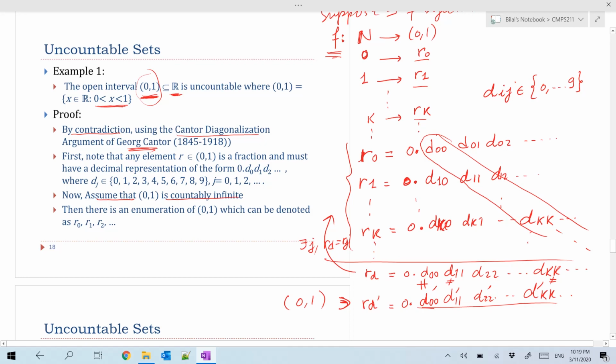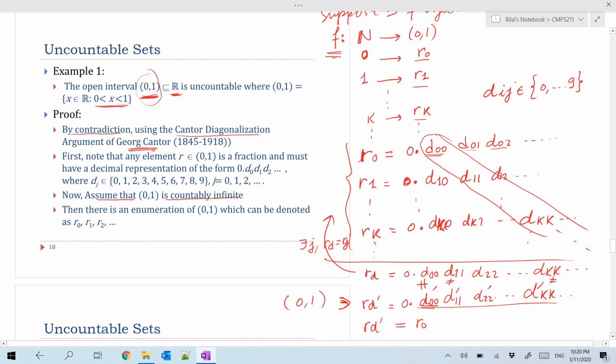Why? Because let's think about it. Can it be the case that Rd prime is equal to R0? Well, I don't think so, because even if d prime 1,1 happens to be perfectly equal to d0,1, d prime 2,2 happens to be equal to this digit, and so on and so forth, nevertheless, I made sure, absolutely sure, that d00 prime is different than d00. So I made sure that at least one digit in Rd prime is different than one digit in R0. You see the magic.